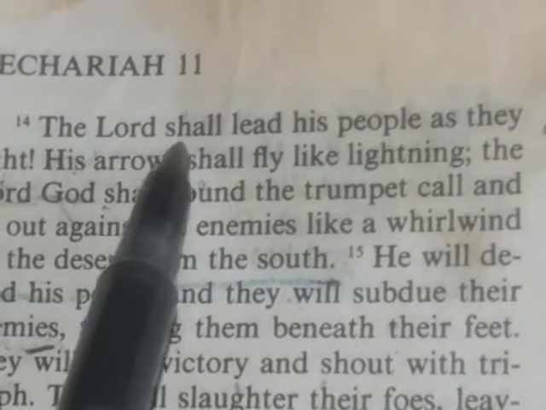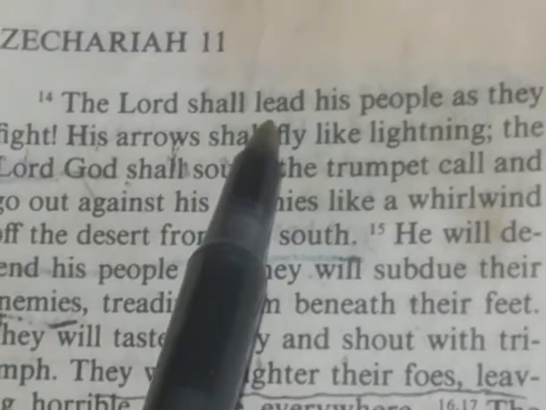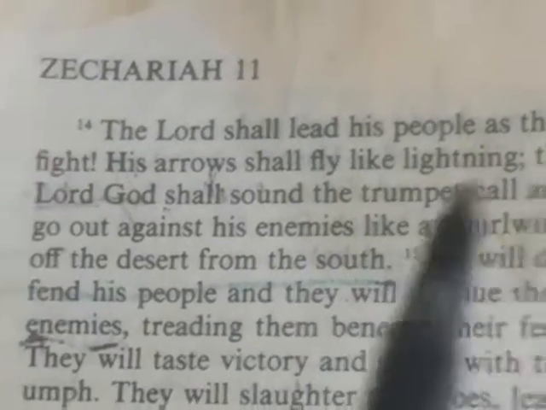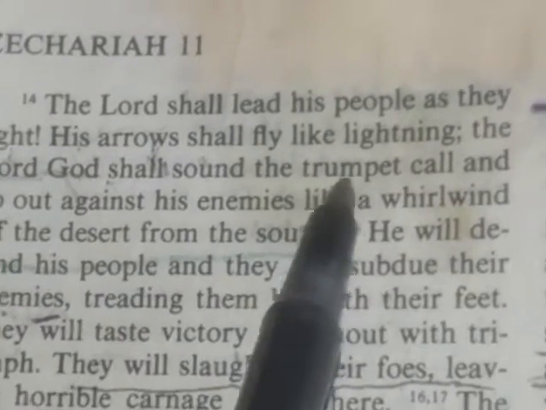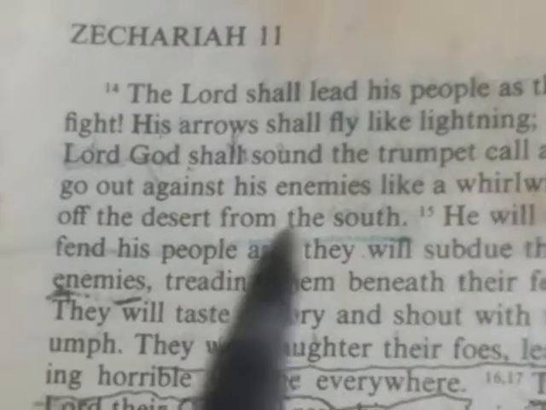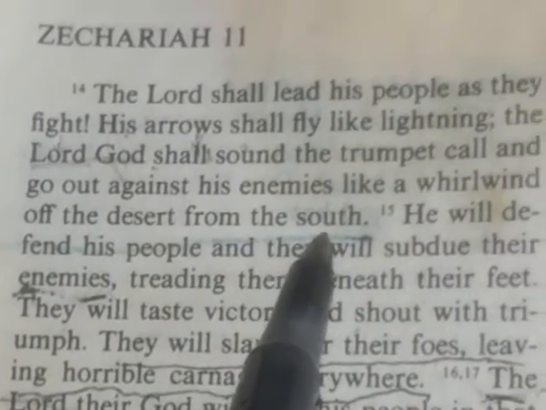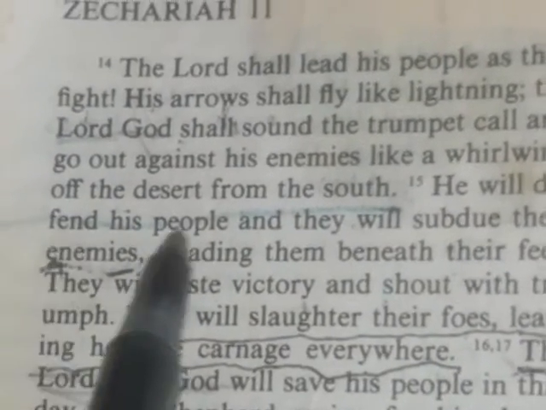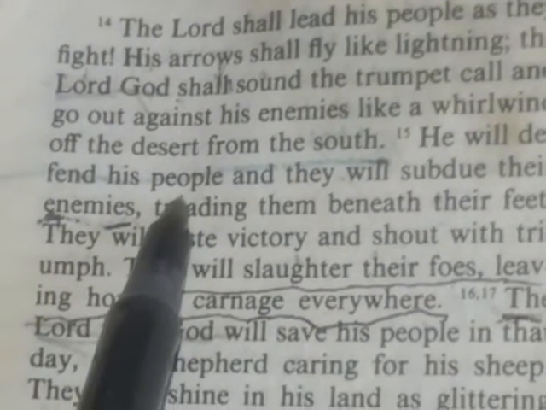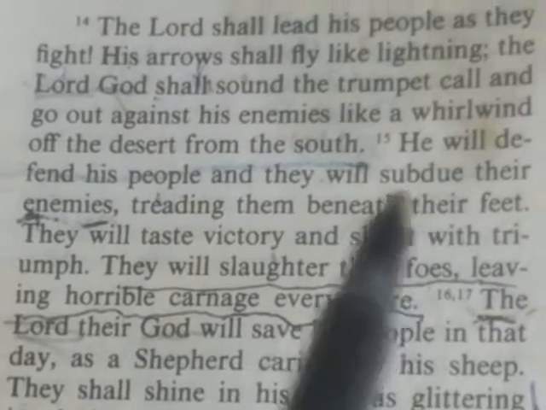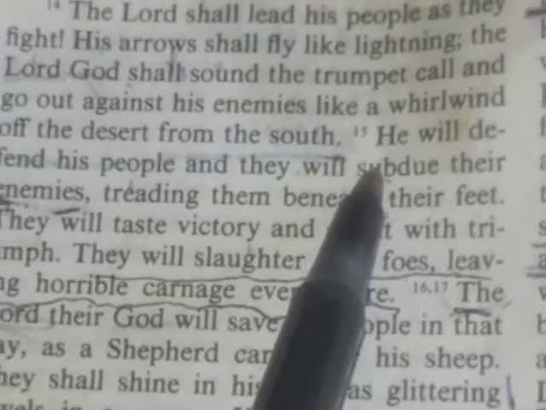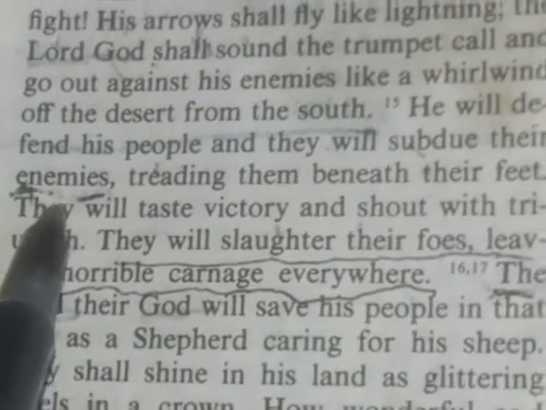And so Yah shall capture, and Yah shall lead his people as they fight. His arrows shall fly like lightning, and Yah Barah shall sound the trumpet call and go out against his enemies like a whirlwind off the desert from the south. And he will defend his people. See that? See, he defending his people, but we fighting as well. And they will subdue. See, I say, and they will subdue. They is the men of war of our nation. Subdue their enemies. See that?